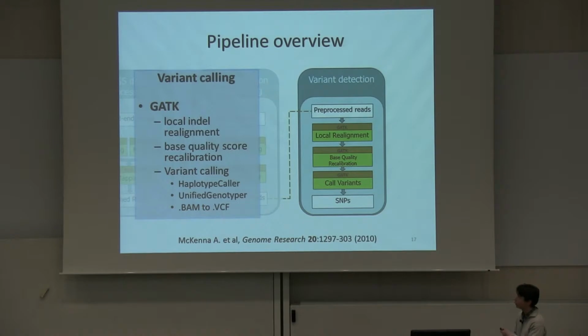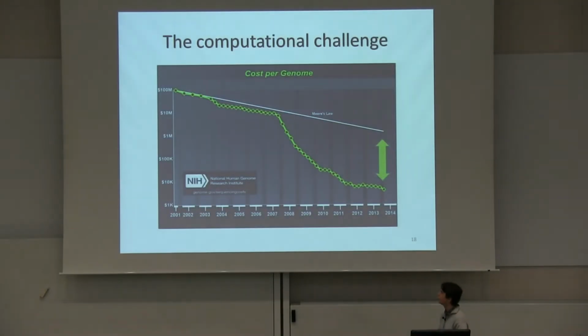This also involves a few steps like local indel realignment, which corrects small alignment errors due to indels. Base quality score recalibration is a recalibration of the per-nucleotide quality score that comes along with your read, to correct for certain biases in your technology. And then finally variant calling, for which you also have certain options available.